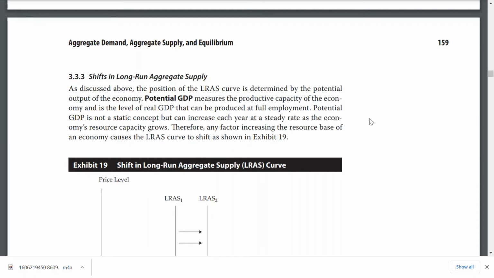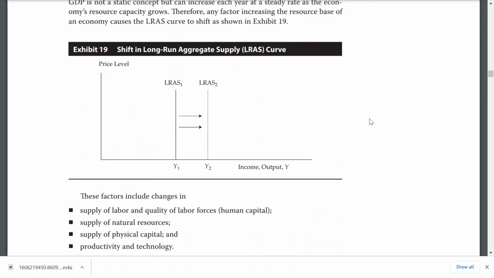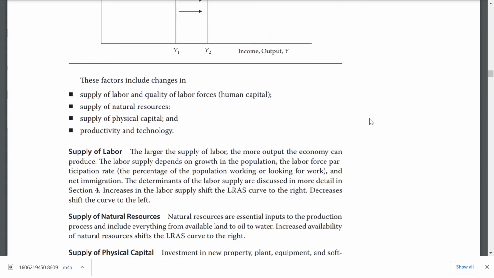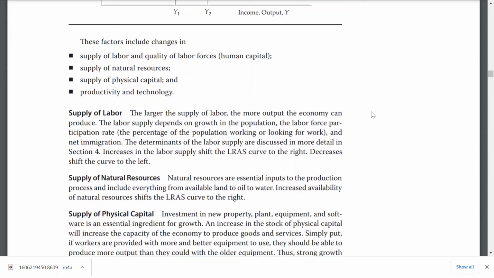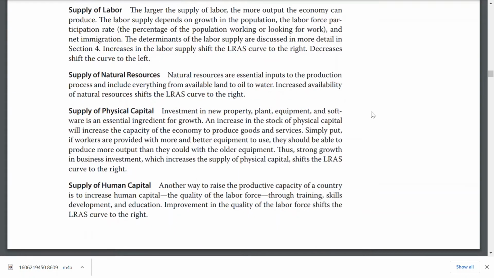Potential GDP is not a static concept, but can increase each year at the steady rate at which the economy's resource capacity grows. Therefore, any factor increasing the resource base of the economy causes the LRAS curve to shift, as shown in Exhibit 19. So the LRAS could also shift, and this is what we call economic growth. These factors can include supply of labor and quantity of labor, supply of natural resources, supply of physical capital, and productivity and technology. This is quite intuitive and shouldn't be that hard to understand.